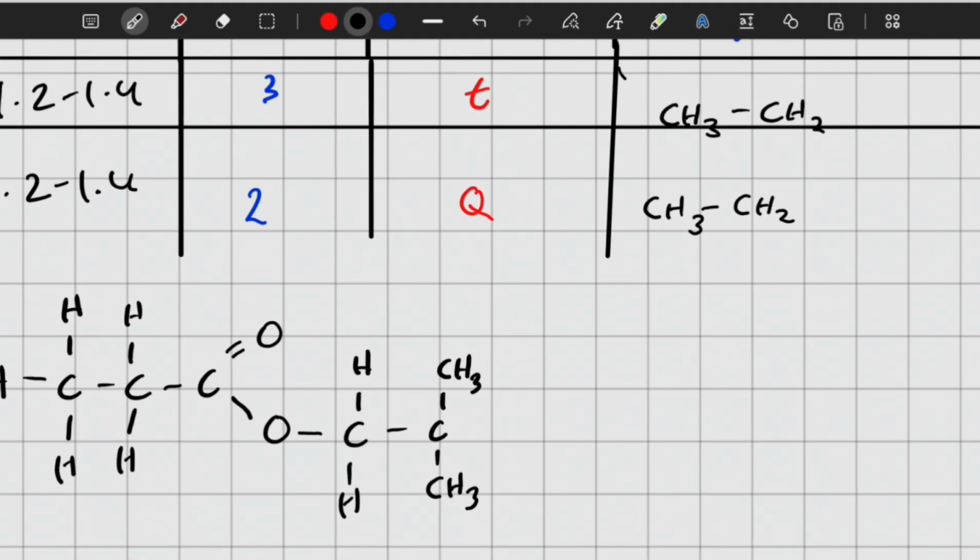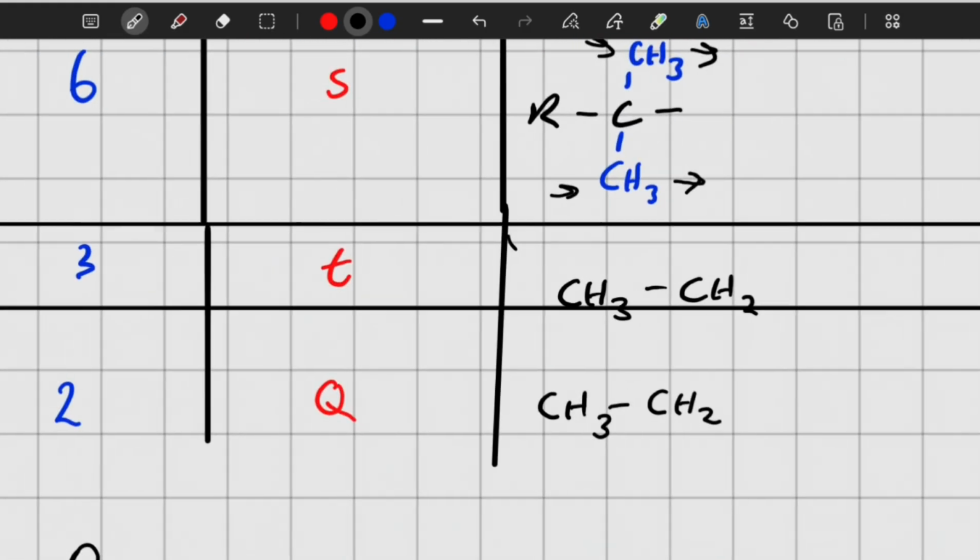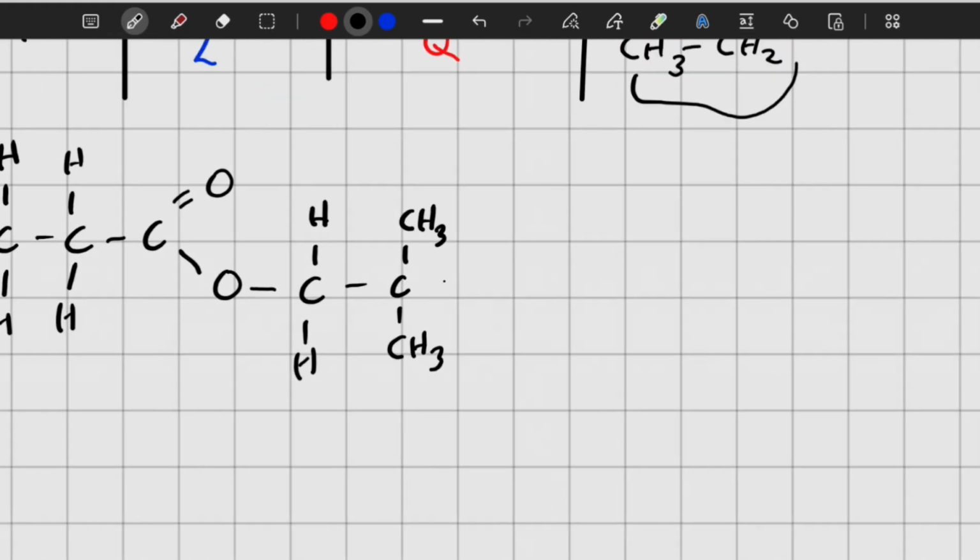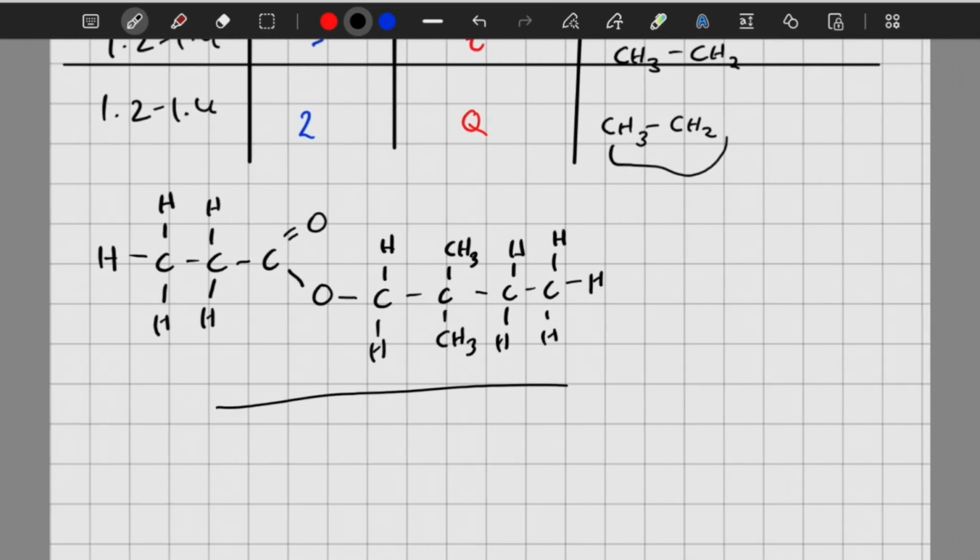So therefore, if there's a CH3 there, then these 2 are left. So put a CH2, sorry, and then a CH3 there, and that is your molecule, guys. That is it. I'm sorry for the confusion.